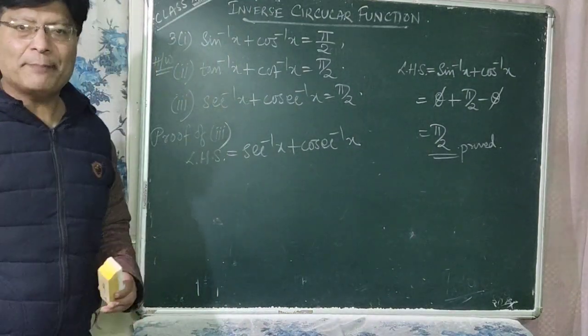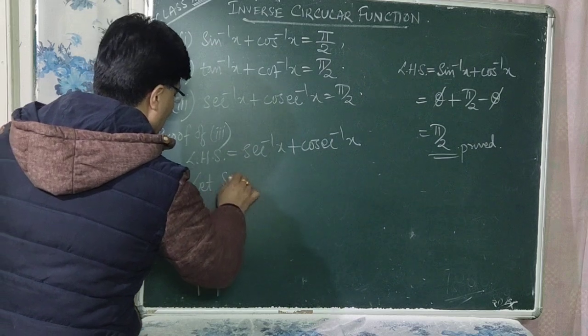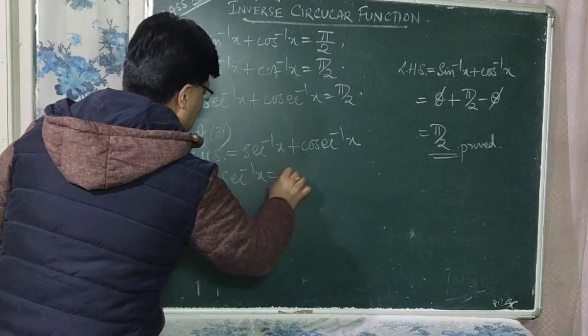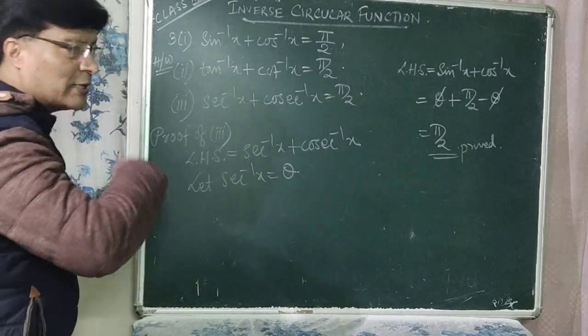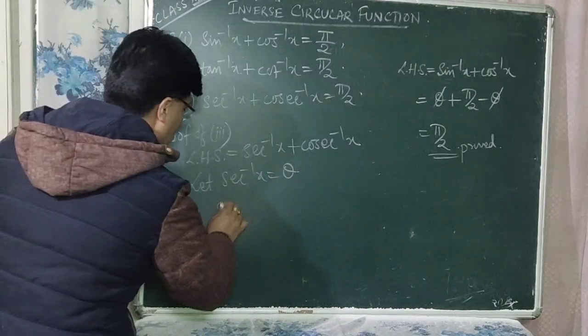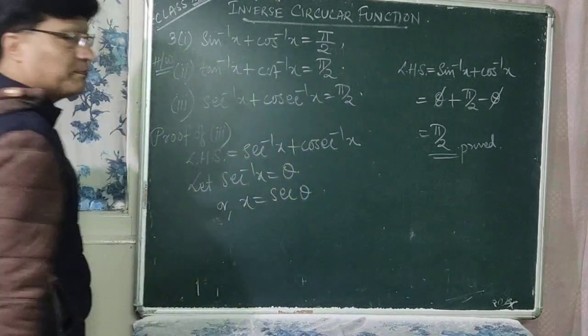So you can use the same method here also. Let sec inverse x is equal to theta. Now sec inverse, take it to the right hand side. So what does it become? X is equal to sec theta.